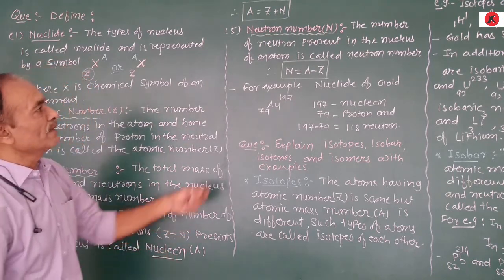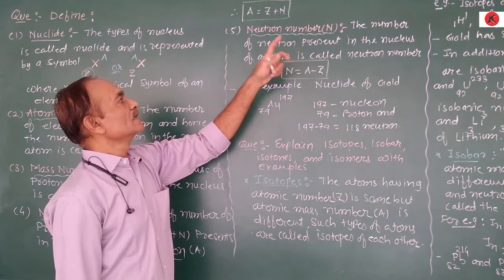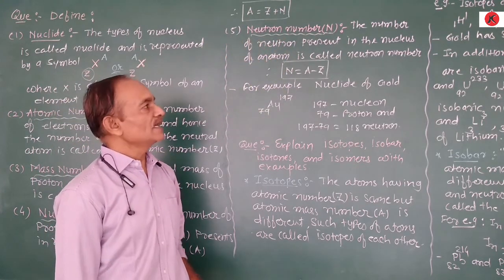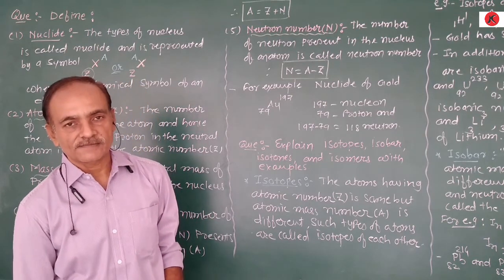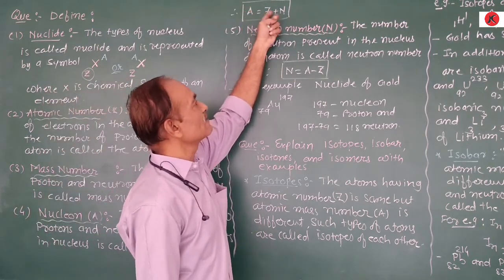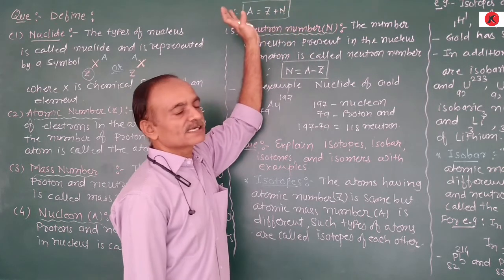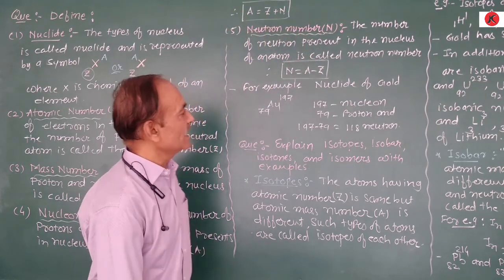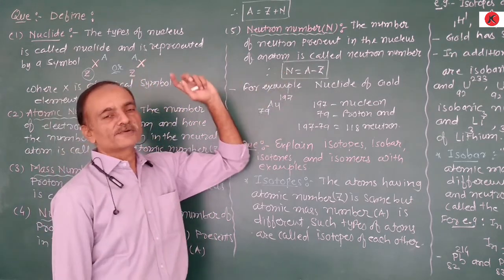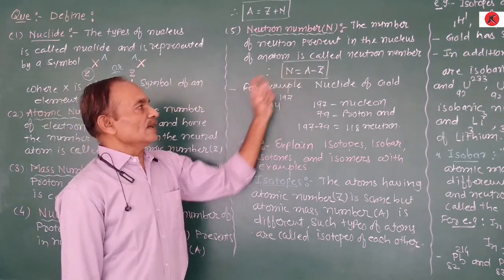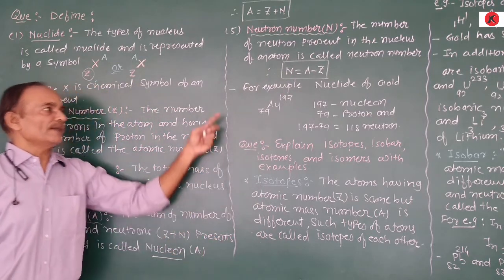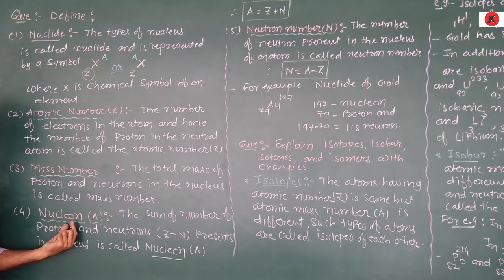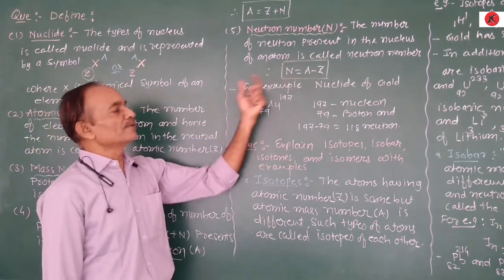What is the neutron number, with the capital N? The number of neutrons present in the nucleus of an atom is known as the neutron number, capital N. From the equation A is equal to Z plus N, therefore N is equal to A minus Z. That gives the number of neutrons. So in short, the atomic number is subtracted from the nucleon number, and we obtain the number of neutrons.